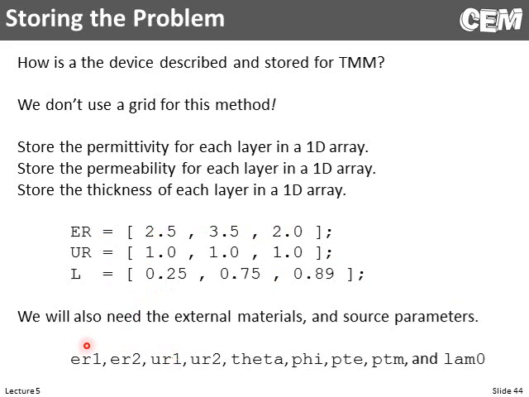Well, we also need the materials in the external regions. So ER1, UR1 is the relative permittivity and relative permeability on the reflection side of the device. And then ER2 and UR2 are the relative permittivity and relative permeability on the transmission side. We need the angles of the source, theta and phi. We need the amplitudes of our 2 polarizations and wavelength. So this set of information will completely describe the problem. We'll put that at the front of the code, and then the rest of the code will all be relative to this.